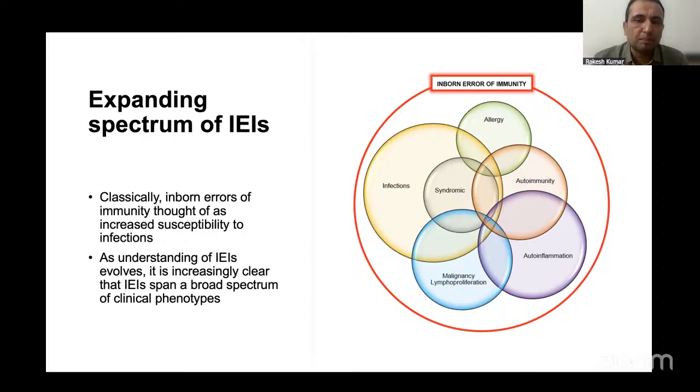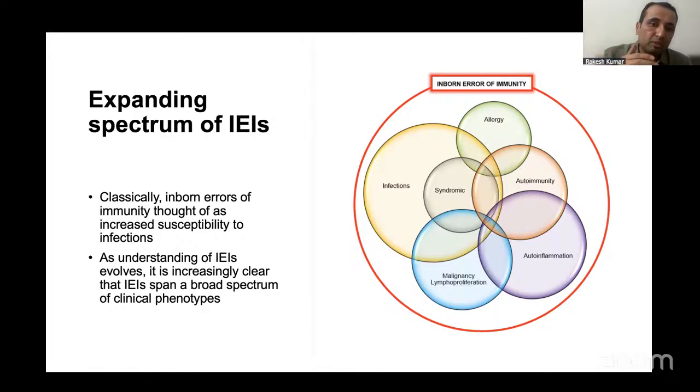If we look at the term primary immune deficiency, it suggests that it is a defect or deficiency, but that is not true in most inborn errors of immunity. There is immune dysregulation, and if you see this by diagram, immune deficiencies can be associated with infections, allergies, autoimmunity, and autoinflammation. They can be associated with malignancy and lymphoproliferation, and there can be syndromic features. So again, this is rather immune dysregulation.